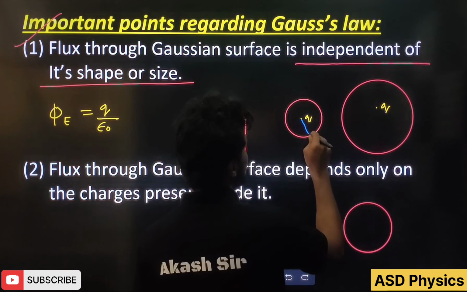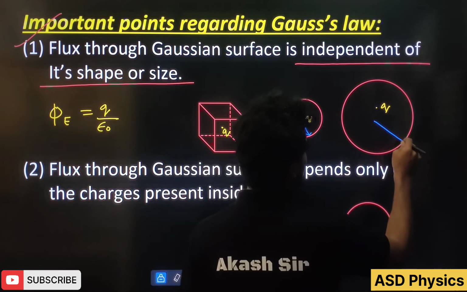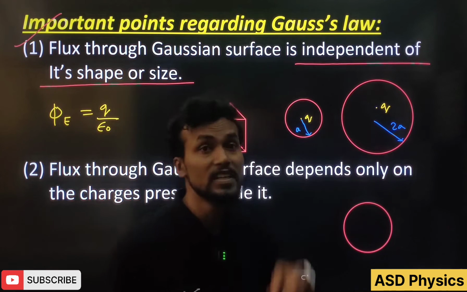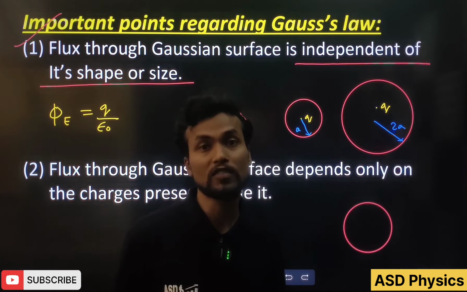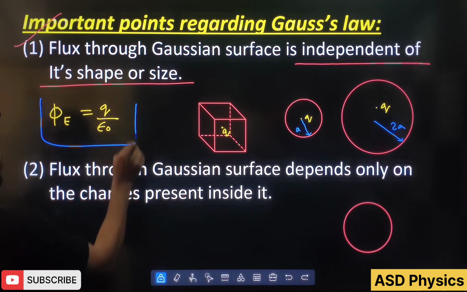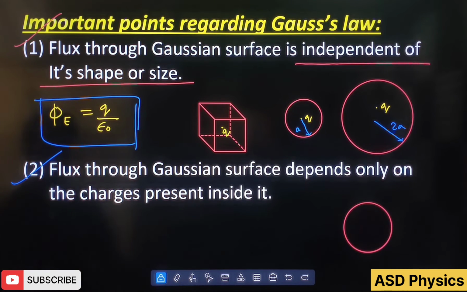Okay, and let's take, for example, this radius is a and this radius is 2a. So what is happening? The shape of the Gaussian surface is changing, the size is changing, but what will happen? The answer is going to be the same answer only. Okay. Next one, students, see please.